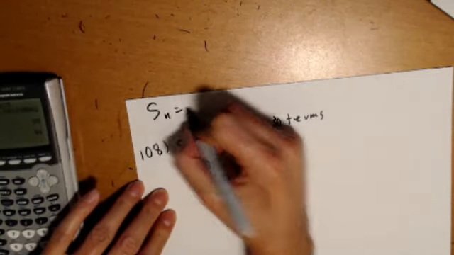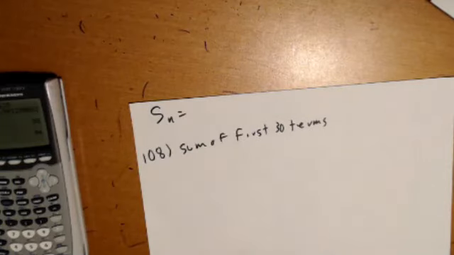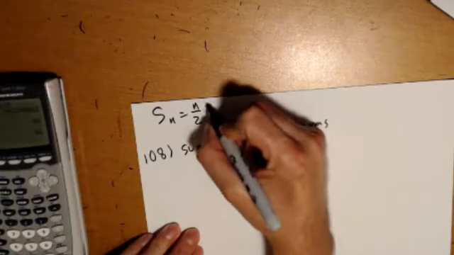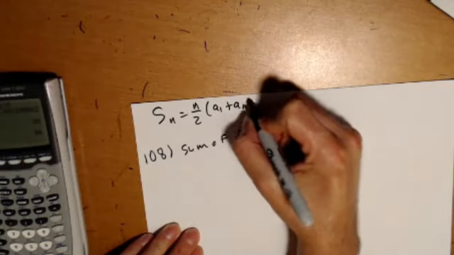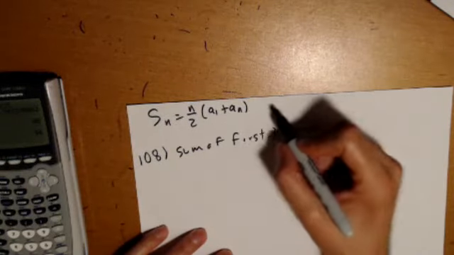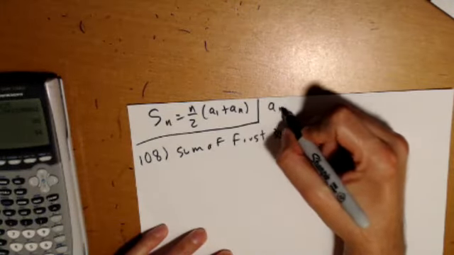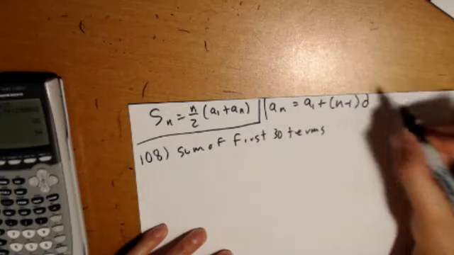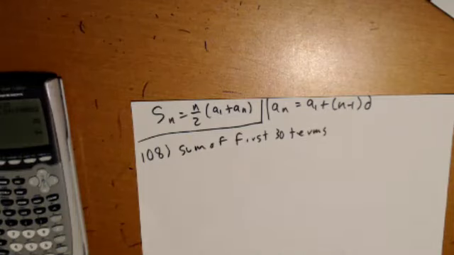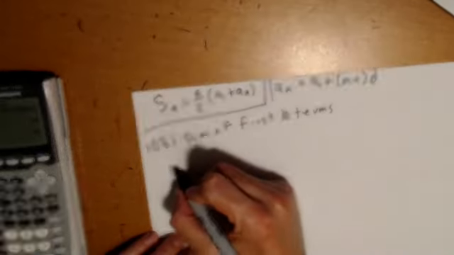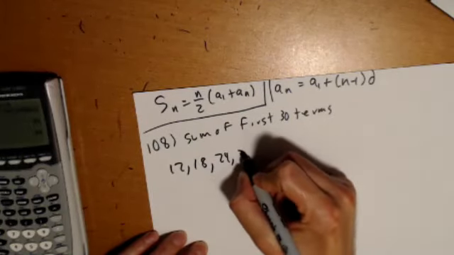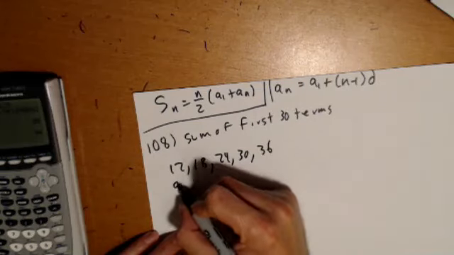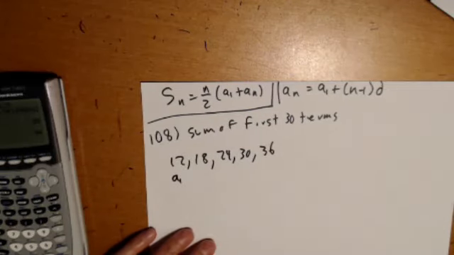Well, there's got to be a formula for the sum of the first n terms, so I scroll back up since I don't have it memorized. n over 2, A1 plus An. Okay. And then we also have that other formula, didn't we, where we said, by the way, An is equal to A1 plus n minus 1 d. Okay. So in 108, it's a real problem. They give us 12, 18, 24, 30, 36. So that's A1 is 12. Sum of the first 30 terms.